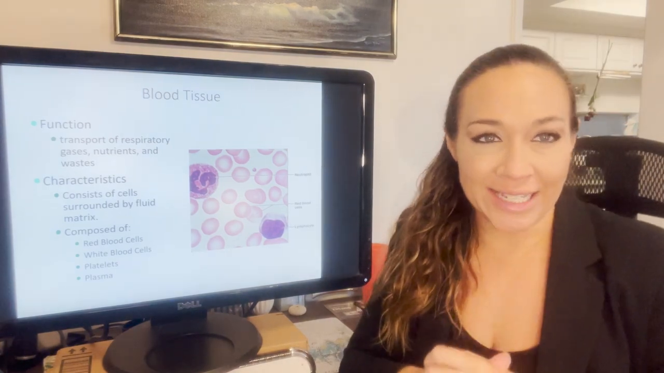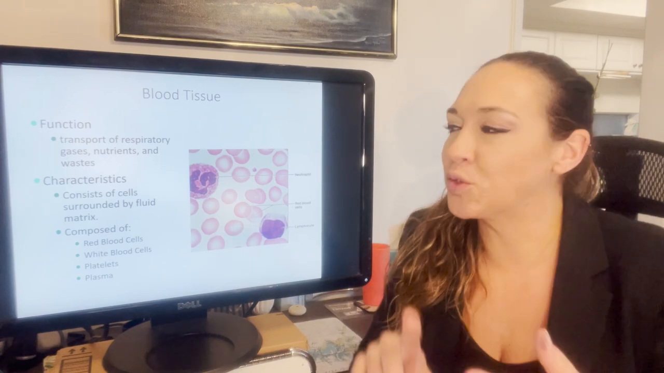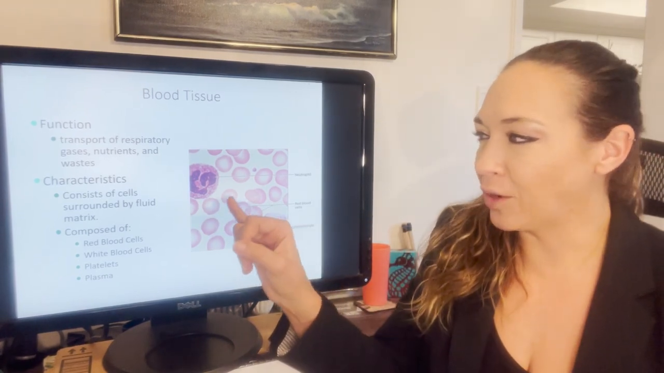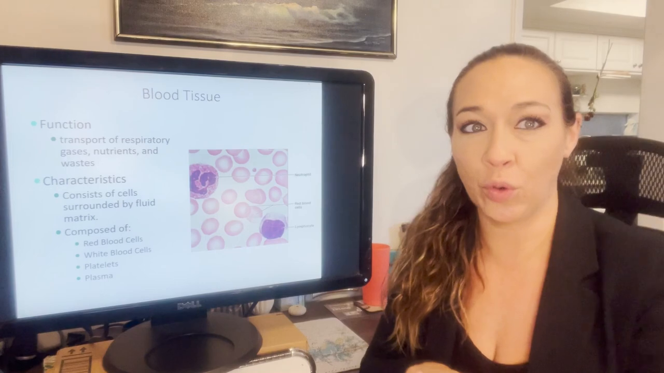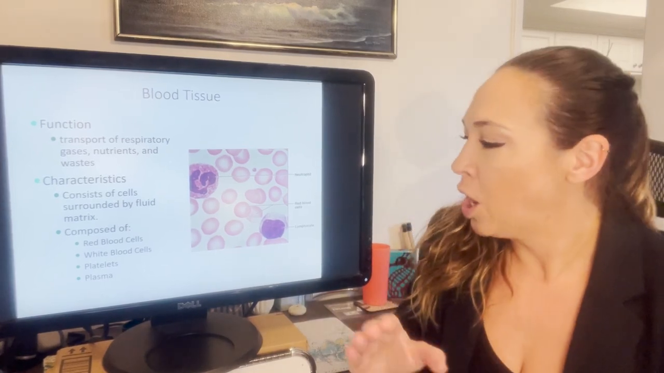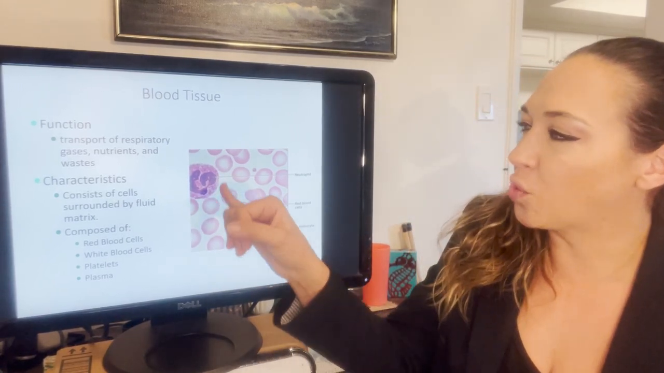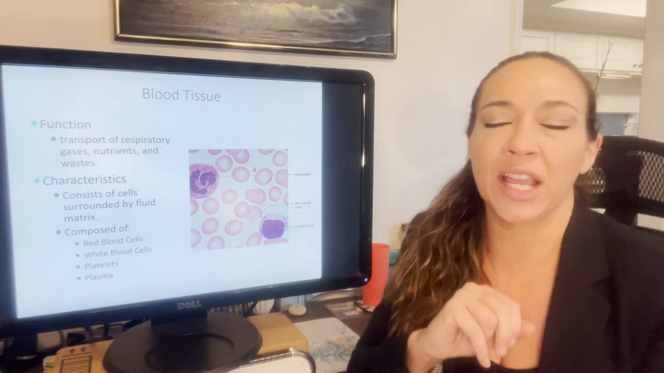Now our blood does consist of cells, right? Red blood cells, white blood cells. That's what we can see right here. These small red ones with no nucleus are the red blood cells, right? And you can see these large white blood cells like the lymphocyte and the neutrophil.